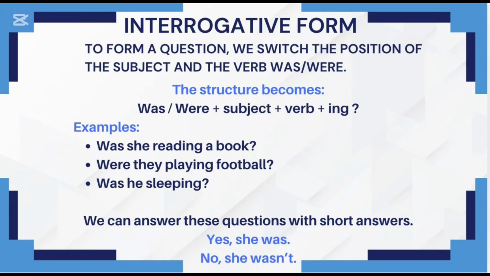Now let's learn about the interrogative form and how to change an affirmative sentence into interrogative in the past progressive tense. To form a question, we switch the position of the subject and the verb. Was, were. So we change the subject with the verb to be position. The structure becomes was or were plus the subject plus the verb with ing and a question mark.